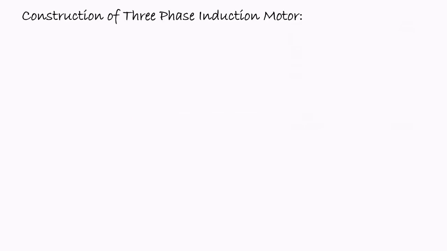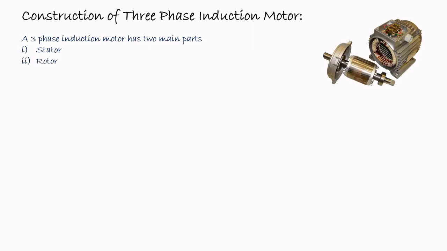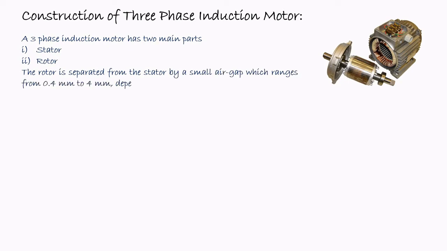Now see the construction of the three-phase induction motor. As like any other motor, the three-phase induction motor also has two main parts, that is the stator and the rotor. The rotor is separated from the stator by a very small air gap. The air gap is in between 0.4 mm to 4 mm depending upon the power of the motor.